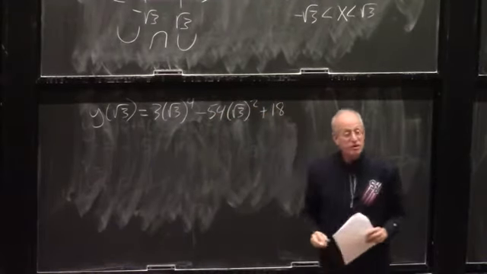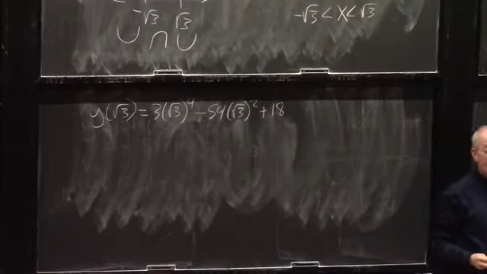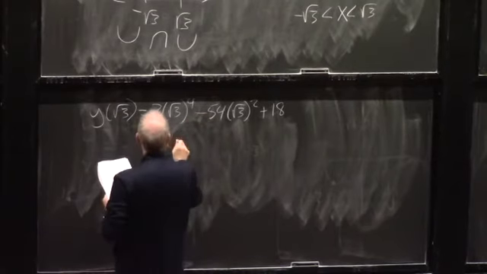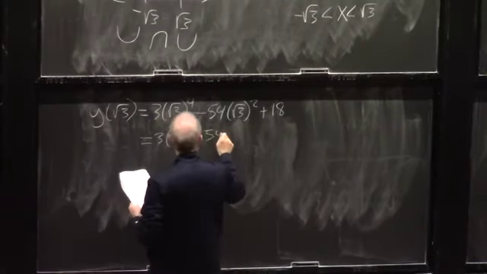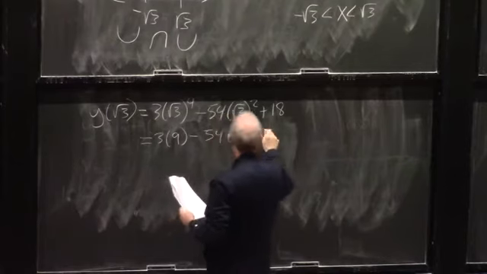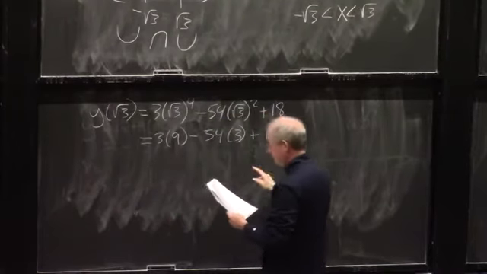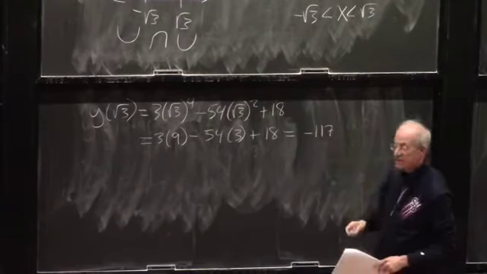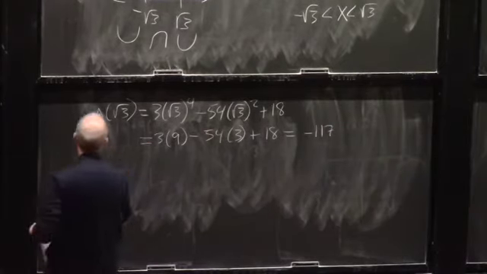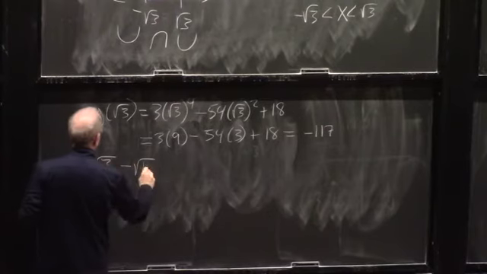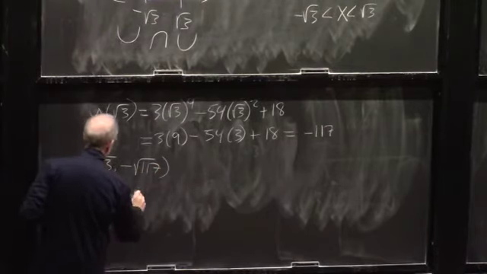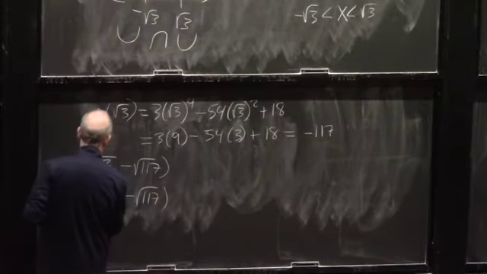What is the square root of 3 to the 4th? Well, the square root of 3 squared is 3. Then you just square it again and you get 9. So this is 3 times 9 minus 54 times 3 plus 18, which is negative 117. Same for the negative square root of 3. So the points are square root of 3, negative 117, and negative square root of 3, negative 117.